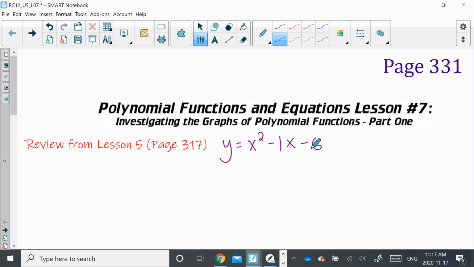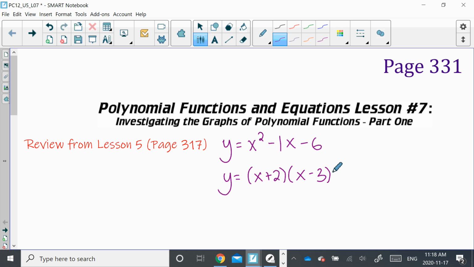Whenever you're given a polynomial, we're able to factor it. This is a second degree polynomial, and you learned how to factor second degree polynomials using either inspection or decomposition in Math 10C. We said, what would give us the product of -6 and a sum of -1? That answer was 2 and -3. So we would write this in factored form as y is equal to open bracket x plus 2, that was one of our factors, and the second factor was x minus 3.